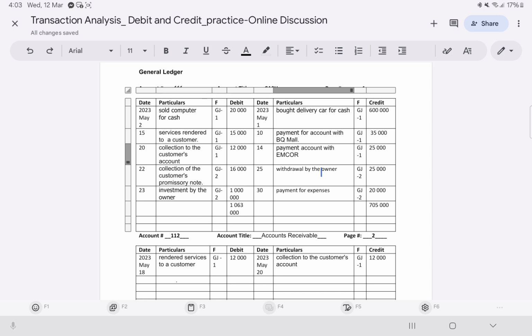Okay, so this is our total. Now, if you're going to assess, the debit amount 1,063,000 is greater than the credit side 705,000. So of course our cash is greater than the credit, since cash is increasing. So dapat magkadako gyud mo, dako gyud mo cash, no?